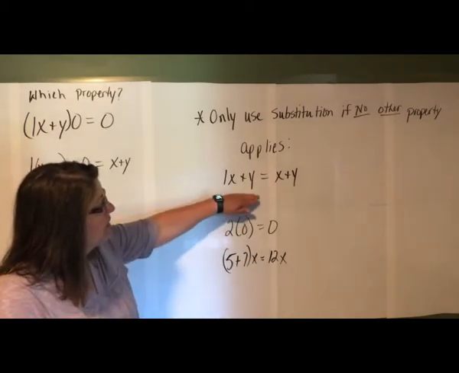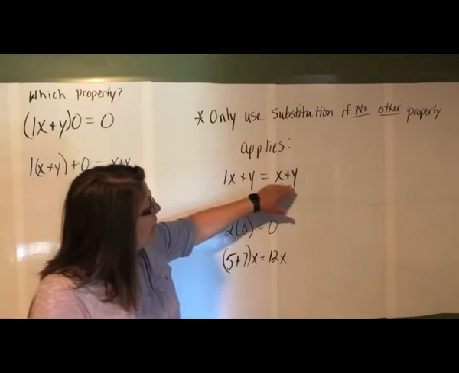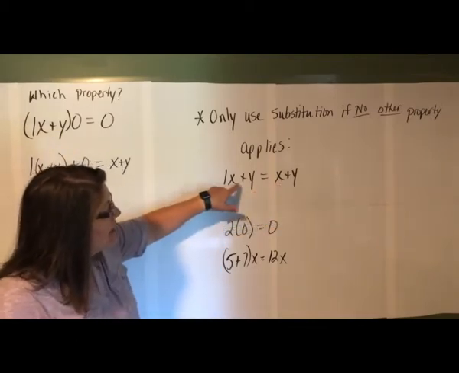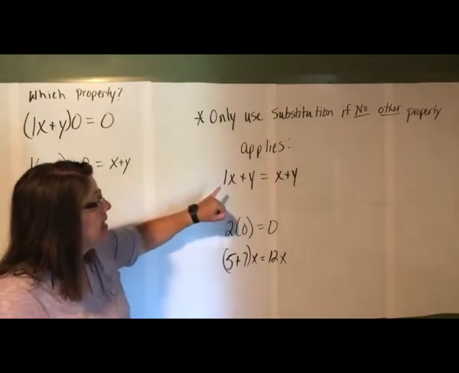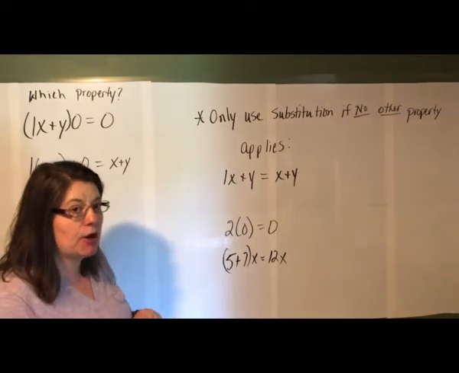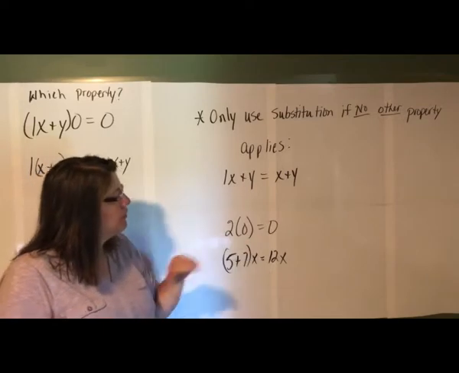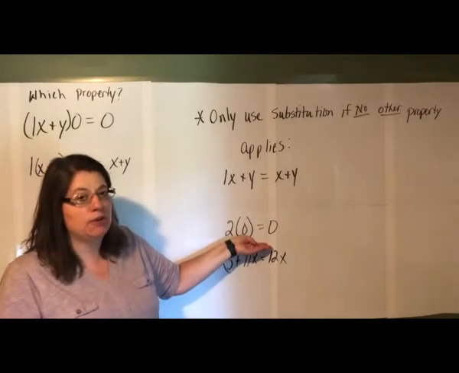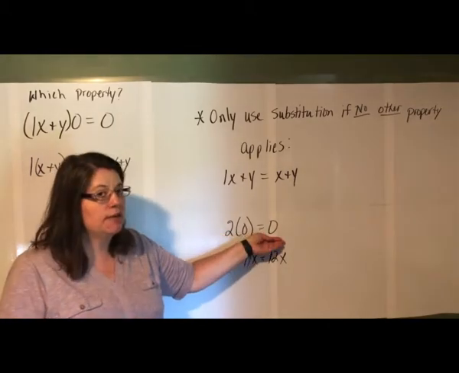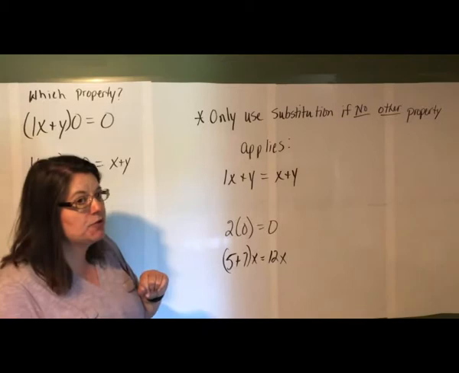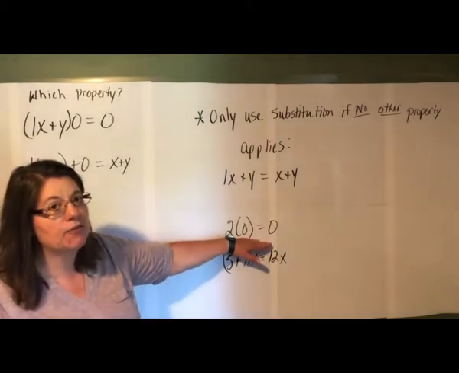For example, look at this one. 1x plus y equals x plus y. Well, we can't say that 1x equals x is substitution. For that, we have to be more specific and say that's the multiplicative identity property. And then here, 2 times 0 equals 0. If you're not thinking, you could say that's substitution. Anything times, or if we replace something with its answer, we get substitution. But we're only allowed to use substitution if nothing else works. So 2 times 0 equals 0 would be multiplicative property of 0.